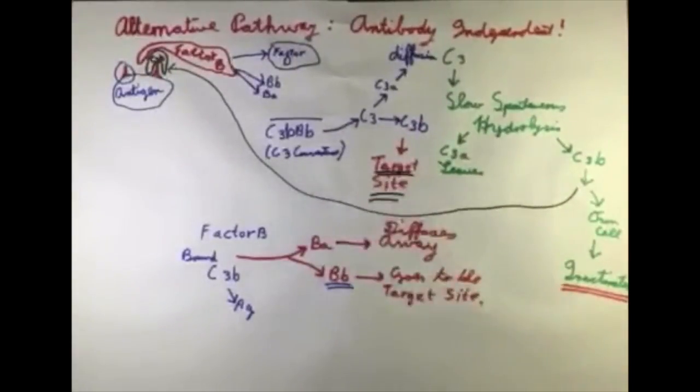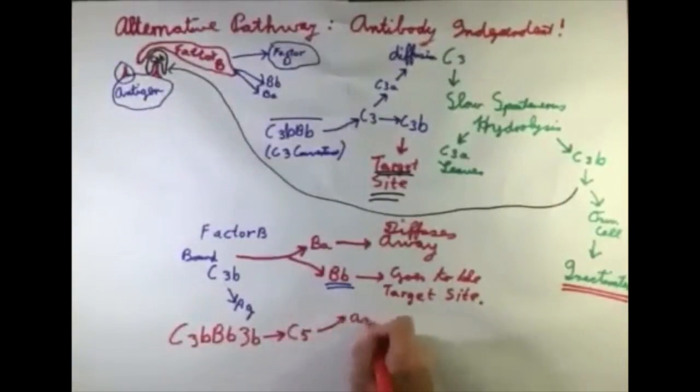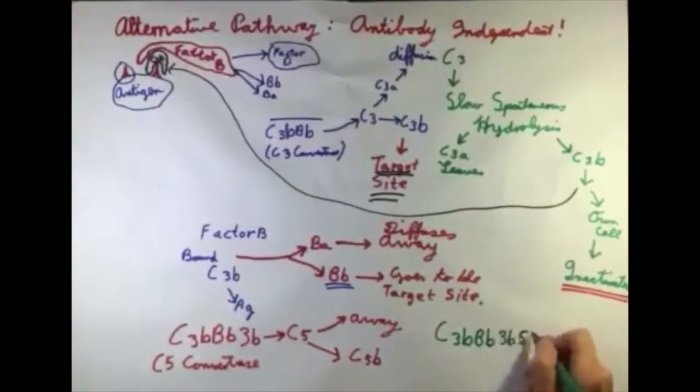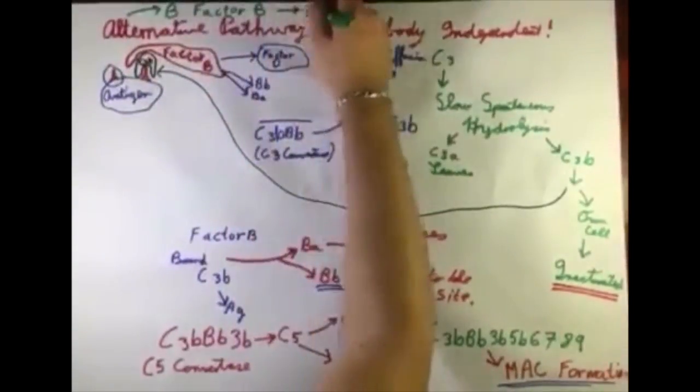C3bBb3b, also known as a C5 convertase, acts on C5, and C5 divides into C5a and C5b. C5a will diffuse away, and C5b will elongate the complex, and the complex will be C3bBb3b5b, and C5b will be the attachment site for C6, C7, C8, and C9, and this is known as the MAC formation.